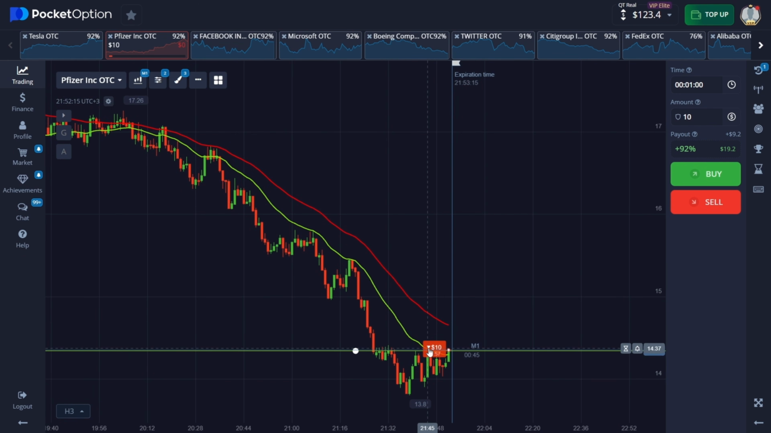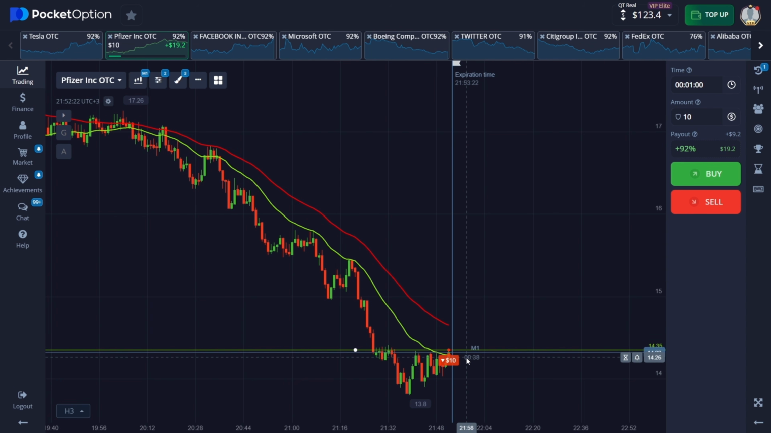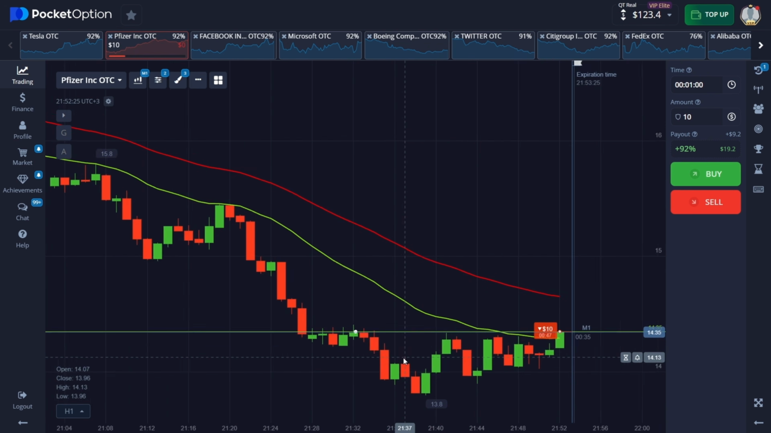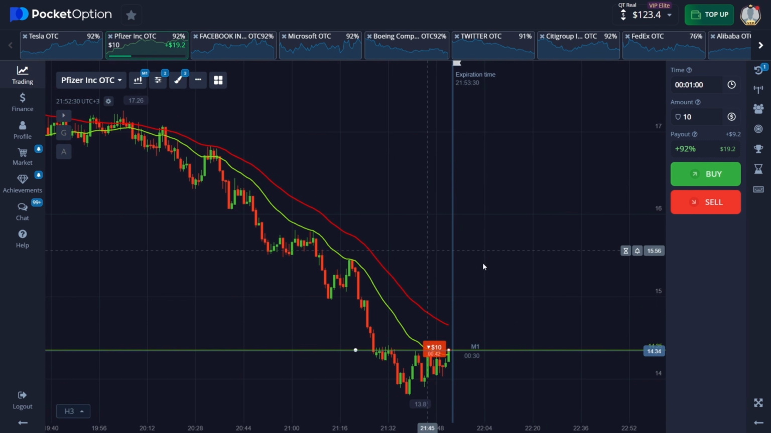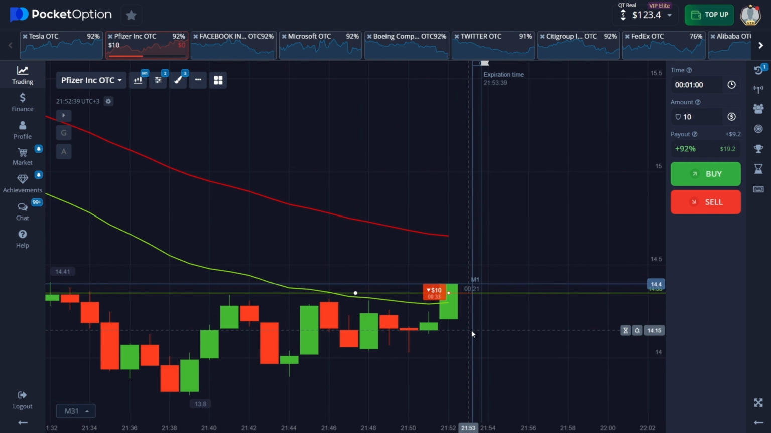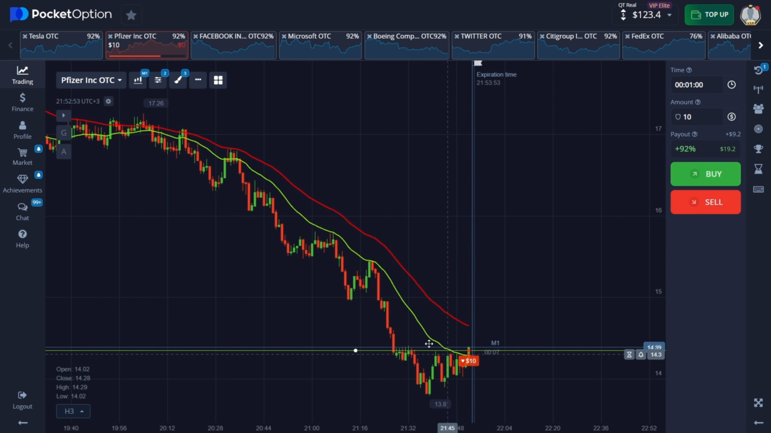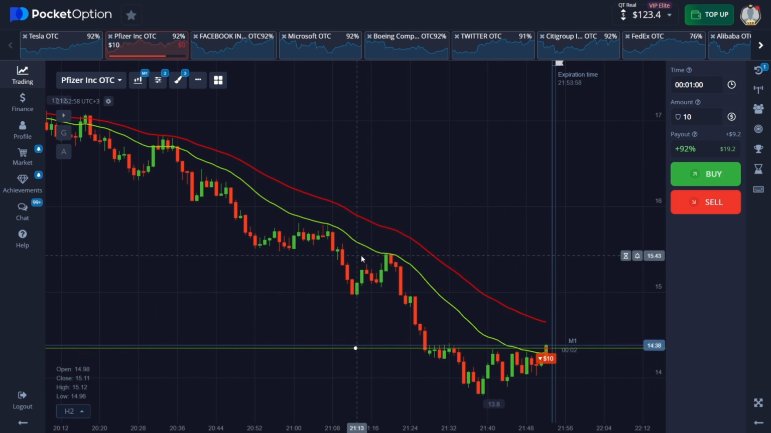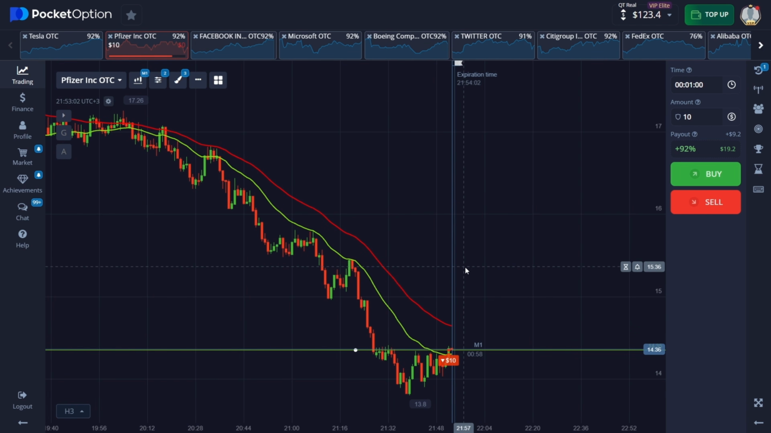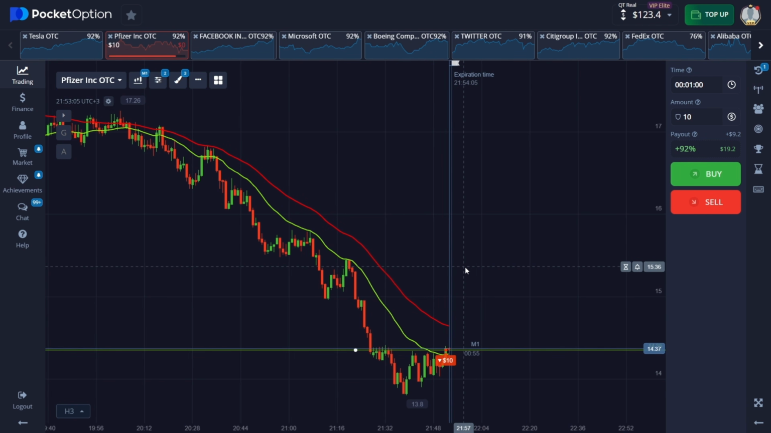I placed a trade for a downside move. Currently, the trade is not in our favor, but we just need one red candle here because at this time, the market might break the moving average and change trend. You can see a trend line here. Let's see, there are only a few seconds left, and the trade is not in our favor right now.